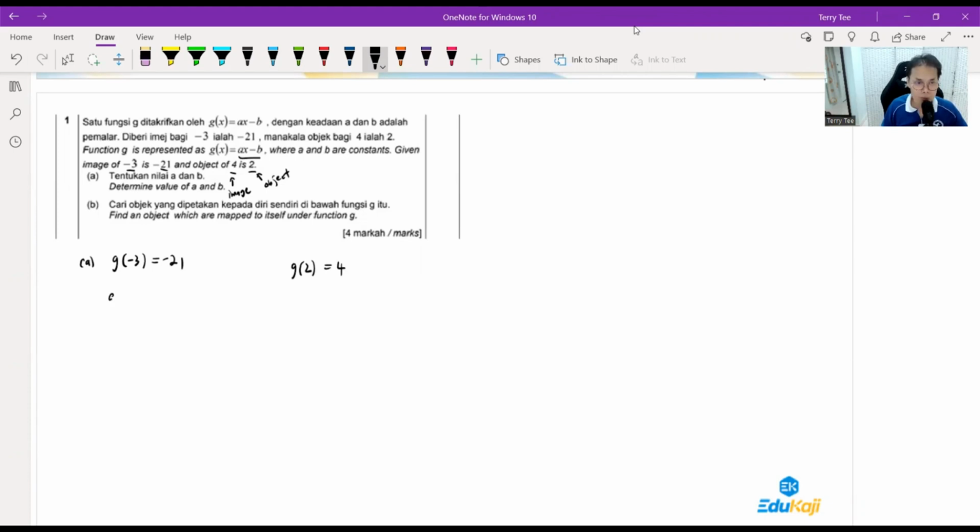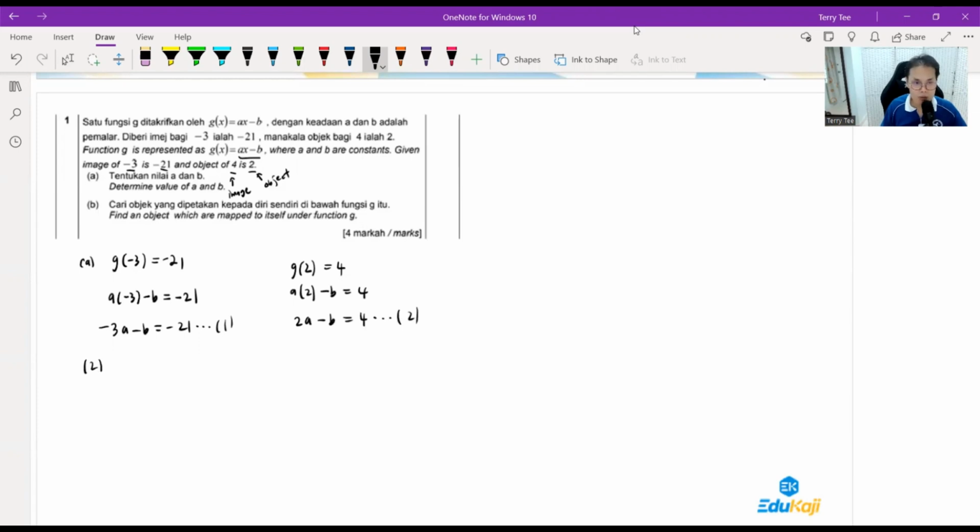Like for example, the first one, we put a multiply -3, we minus b, the result is -21. Now, you can leave it, you want to make b the subject, also can. So I'm just going to leave it as -3a minus b equals -21 and call this equation 1. Whereas for the second one, a times 2 minus b equals 4. In fact, you don't have to write a times 2, you can just write 2a minus b equals 4, equation number 2.